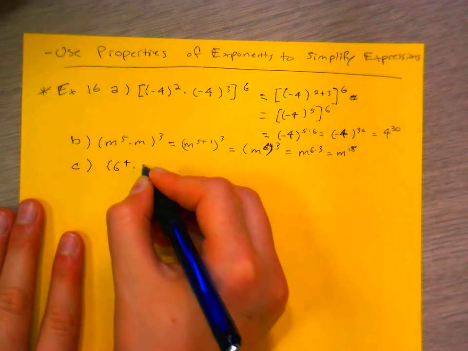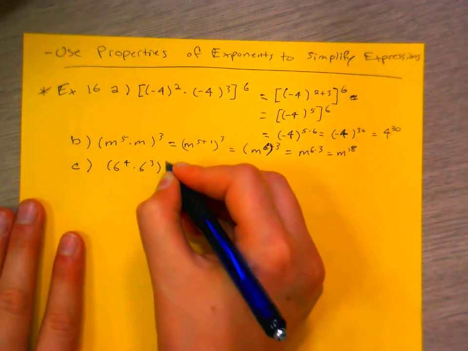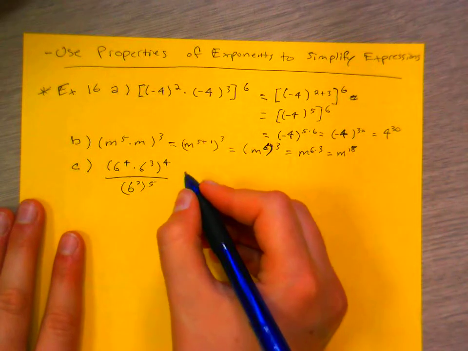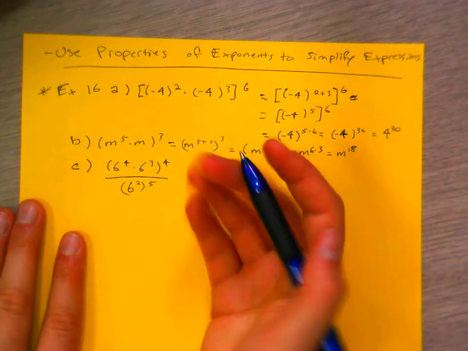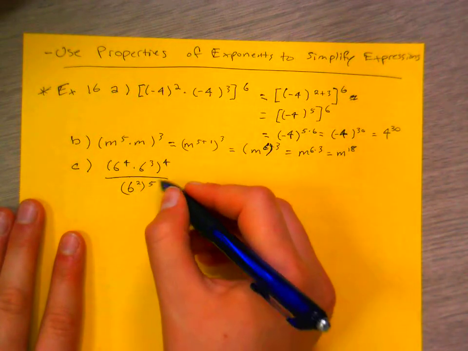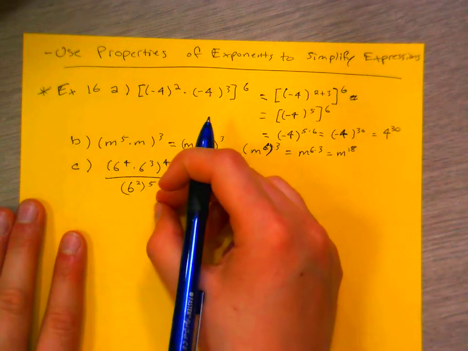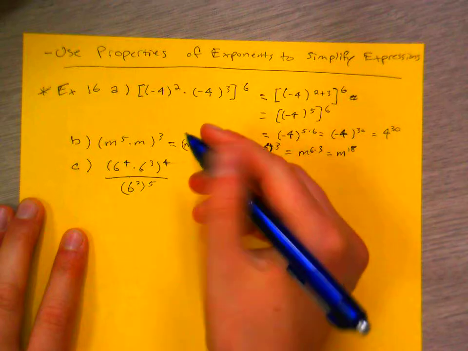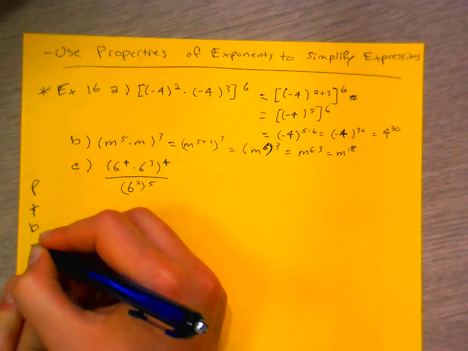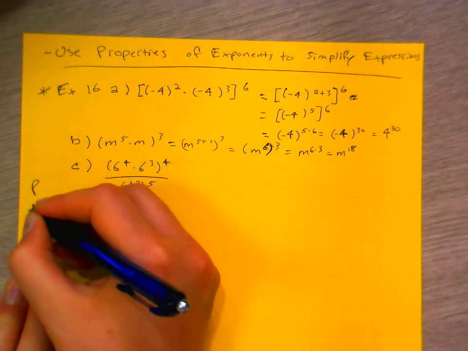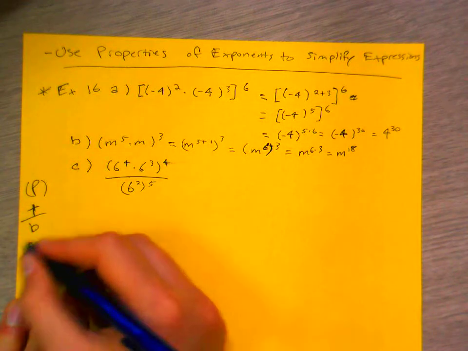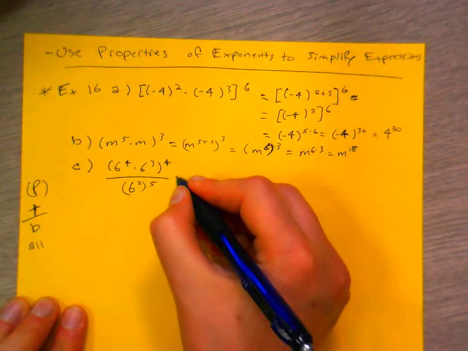6 to the power of 4 times 6 to the power of 3, all to the power of 4, over 6 to the power of 2 to the power of 5. When you get a big problem like this, it helps to start with parentheses. Start with parentheses, and then you can do everything on the top and everything on the bottom. Then you can combine them. So parentheses, top, bottom, and then all. Parentheses, top, bottom, all. Okay, let's start with parentheses.